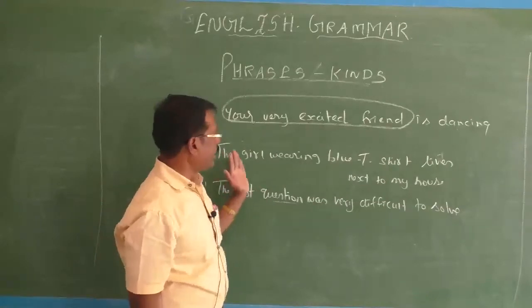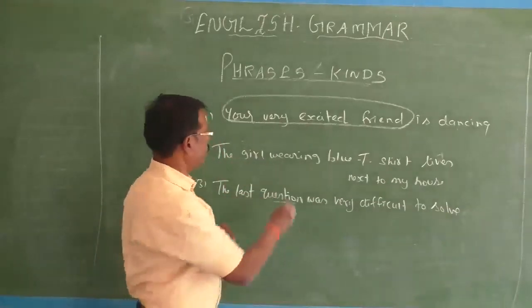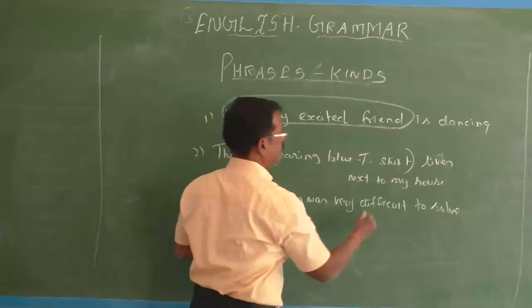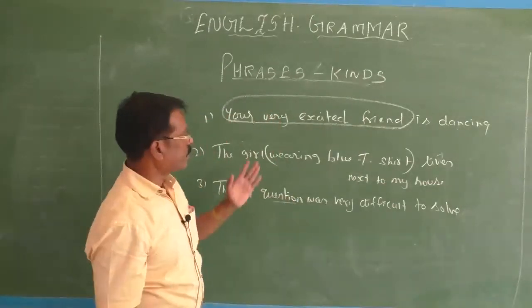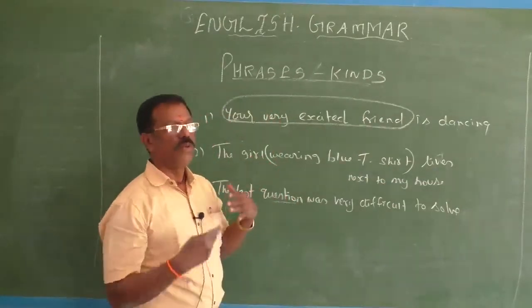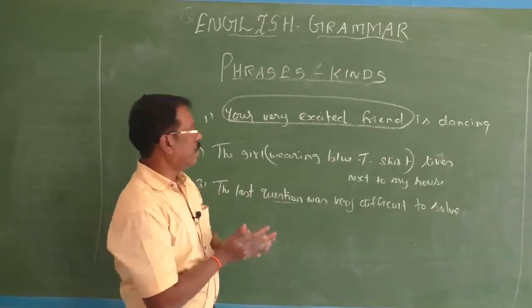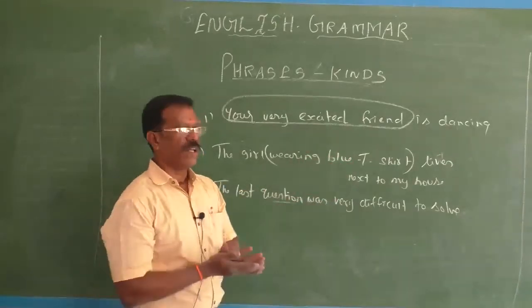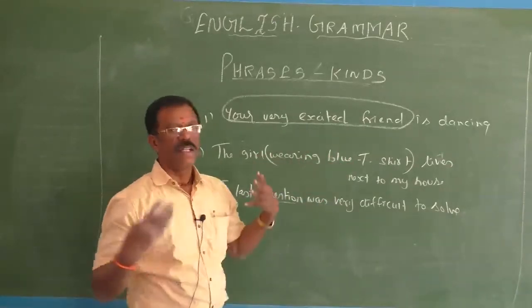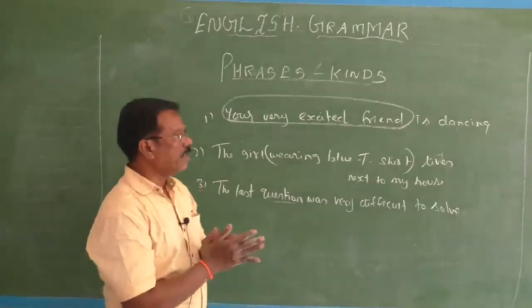The second, the girl wearing blue t-shirt. Wearing blue t-shirt. Okay. So here a phrase sometimes can be used to describe a noun. Wearing blue, t-shirt is a noun. So these words together describe the noun t-shirt.